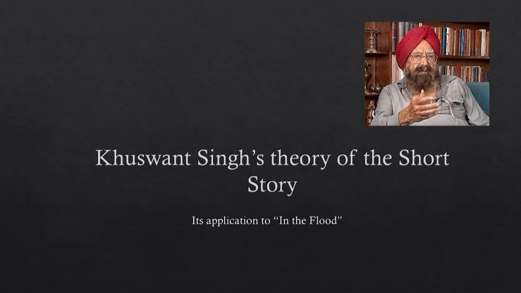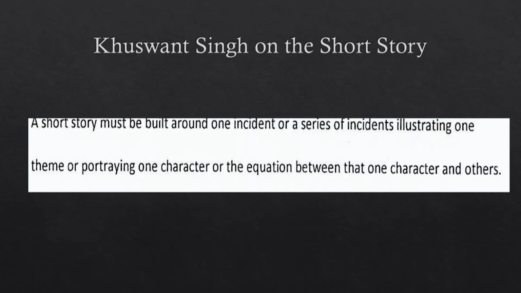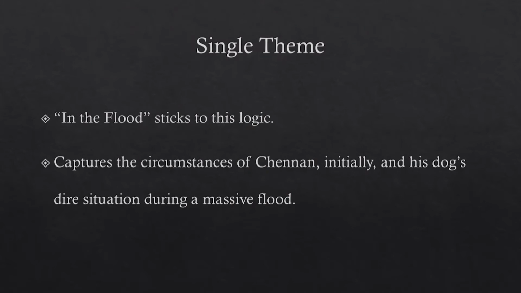Now, in this part of my lecture, I would like to employ Khuswant Singh's ideas about the short story to the plot or the story of In the Flood and see the implications there. Now, what does Khuswant Singh say about the short story? For him, a great short story must be built around one incident or a series of incidents illustrating one theme. There should be unity of theme there, according to Khuswant Singh, or it should portray one character or the equation between that one character and other characters around him or her. So, unity is the general theme of this particular point made by Khuswant Singh on what a great short story should look like. In the Flood sticks to this logic, in my understanding.